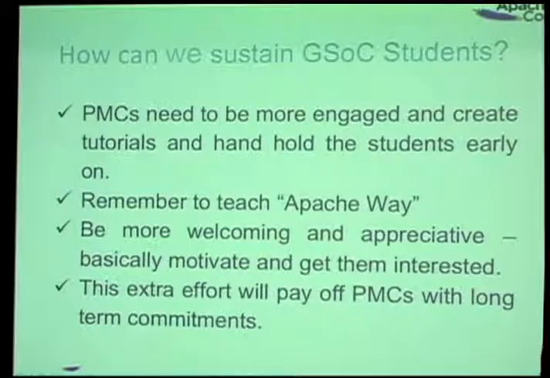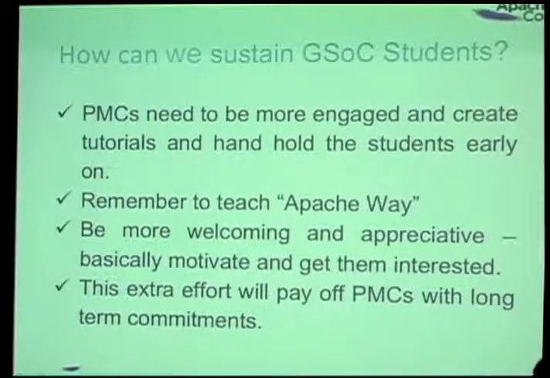So before we look at this, I guess we have a lot of improvement and a lot of things we can do from the PMC's point of view, since next year Google Summer of Code is right around the corner. So from the projects, we can think about what we do beyond just executing the formality of GSoC. We need to teach them up front.